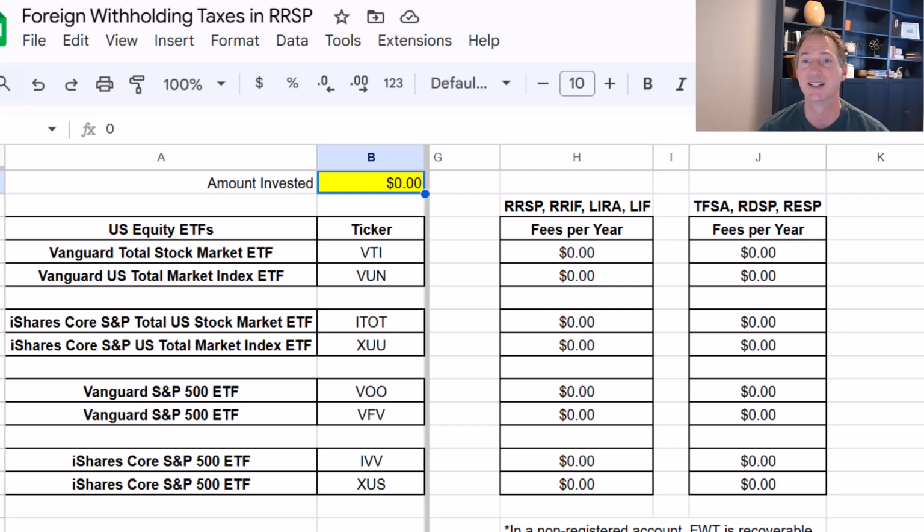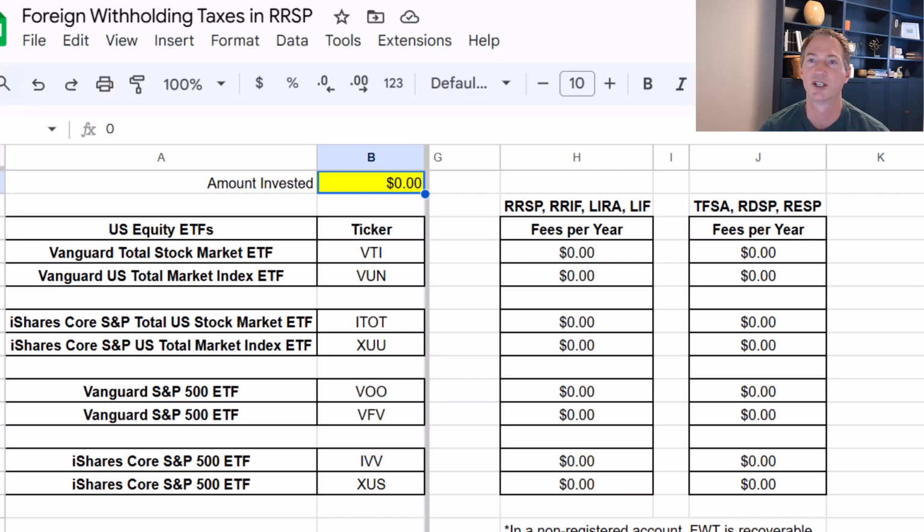And here I've got the fees. This will combine the MER, the management expense ratio, with the foreign withholding taxes. So all your fees combined. And I've got 2 columns, one for your retirement accounts, or what the US considers our retirement portfolios. So the RRSPs and the LIRAs, and also the RIFs and the LIFs. RIFs are just the withdrawals of the RRSPs, and LIFs are just the withdrawal account of the LIRAs. And then I've got some of your other registered accounts that don't count as retirement portfolios.